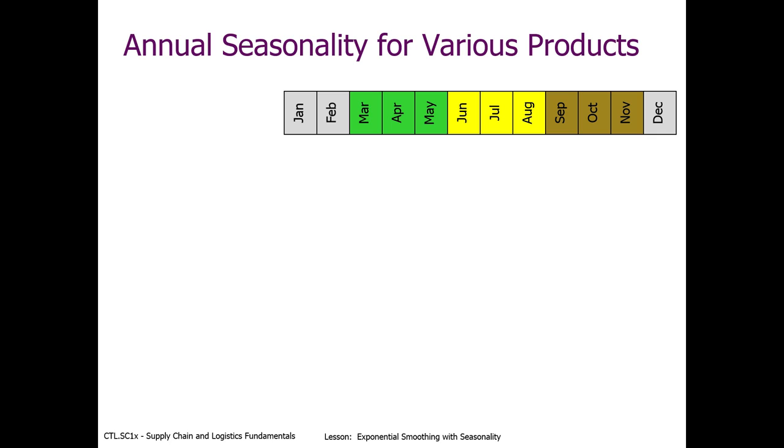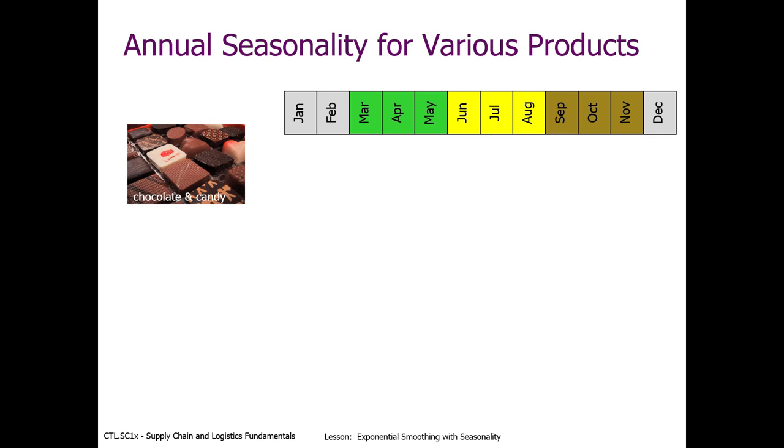Now, in practice, most things have some kind of annual seasonality, especially for products that are consumer packaged goods or CPG products that some consumer uses at the very end. So let's just go through some examples because this is fun. So I have the 12 months of the year up here at the top, and the winter months for the northern hemisphere anyway are in gray, and then the spring is in green, the summer months are in yellow, and brown is in the fall months.